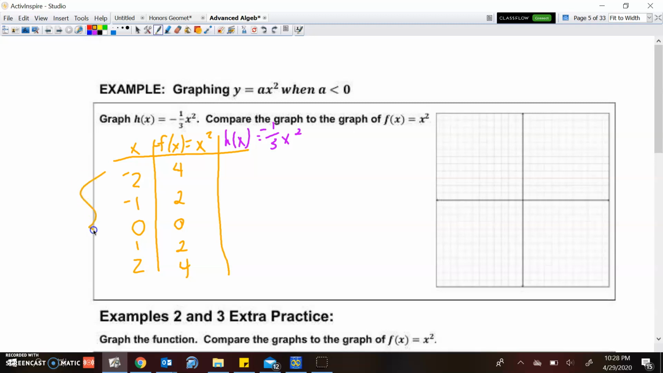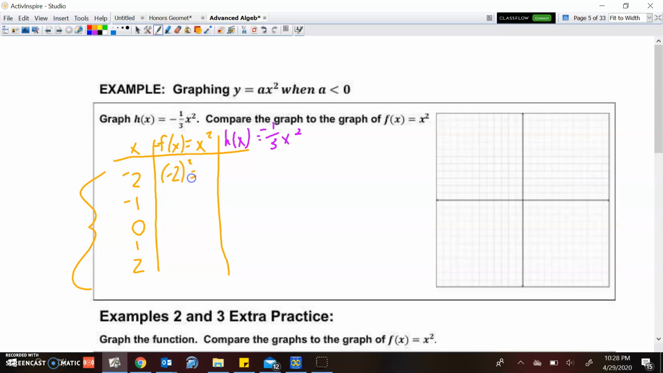Now, I used here -2, -1, 0, 1, 2. So that was like -2 squared gave me 4. -1 squared was 2. 0 squared is 0. 1 squared is, sorry, 2 squared is, oh wait, these should be 1, 1. Sorry. So let me erase that. Let's just fill this in together, okay?